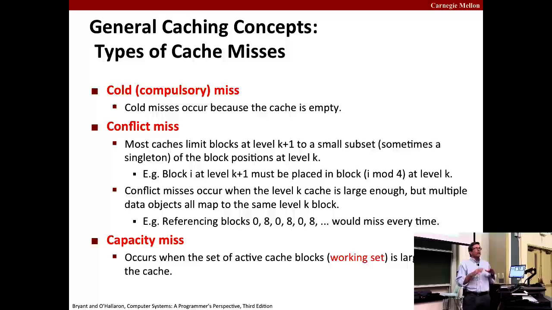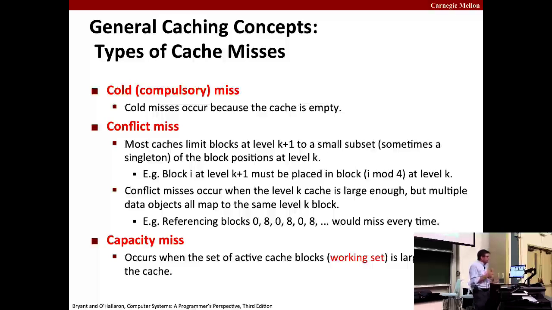In general, we call the set of blocks that are being accessed over and over again the working set. The working set will change as you go from loop to loop, or from function to function. But at any point in time in your program, you have this idea of a working set, which is the blocks that you need to have stored in your cache. So when your working set size exceeds your cache size, then you get capacity misses.